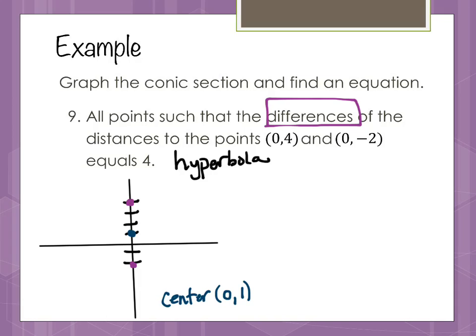The other thing that tells us is that as this opens up, opens out, I guess you could say, it opens up and down because we're looking at a vertical description. So my graph is going to open up and down instead of left and right, which means that I actually have the y value, the x value listed first. So we're going to have (x minus 0) squared over something minus (y minus 1) squared over something, and this equals 1.